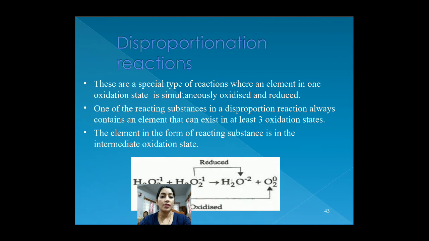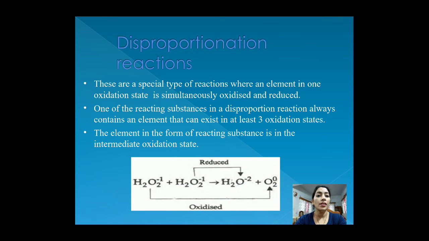Next is a disproportionation reaction. Disproportionation is a special type of reaction where an element in one oxidation state is simultaneously oxidized and reduced. One element behaves with both behaviors. One time it is oxidizing and a second time it is reducing. That is the disproportionation reaction. One of the reacting substances in a disproportionation reaction always contains an element that can exist in at least 3 oxidation states. The element in the reacting substance is in the intermediate oxidation state.